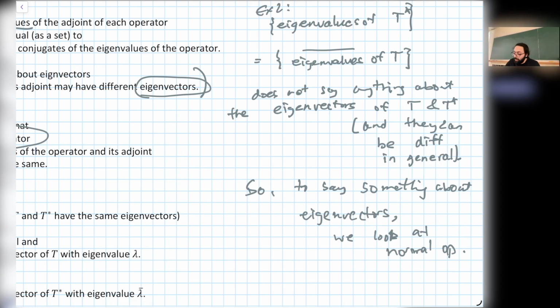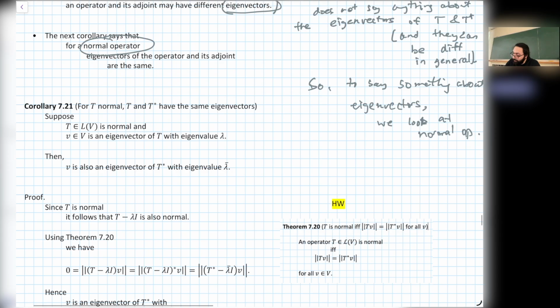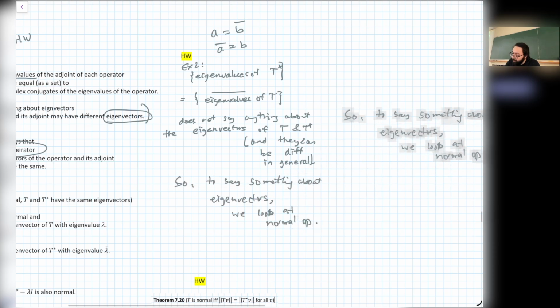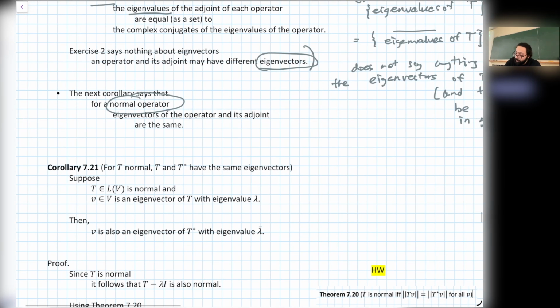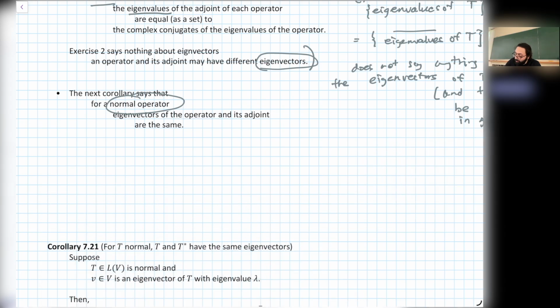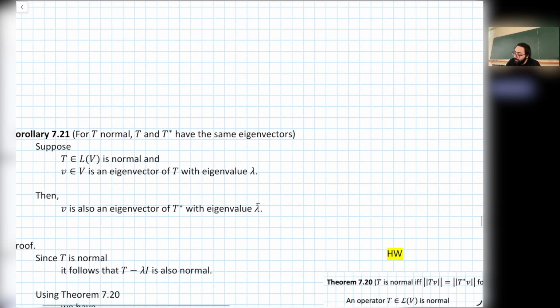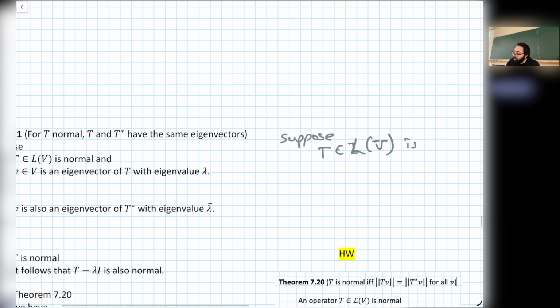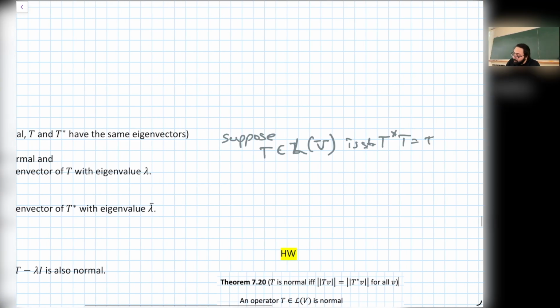Yeah. Okay, so let's look at this. So here's a quick corollary of the thing that we showed now about the inner product. One of the corollaries is that we're going to be able to say something about the eigenvector. So it says the following. Suppose that T belongs to the set of linear operators on the vector space capital V, and T is normal. So T star T is the same as T T star. So we're assuming that you have some operator that is normal.